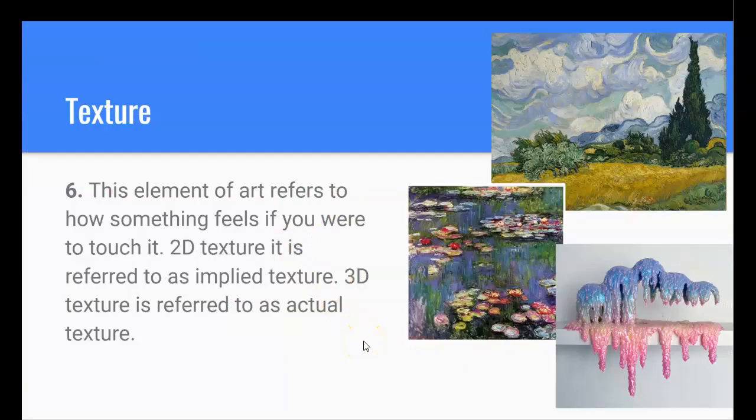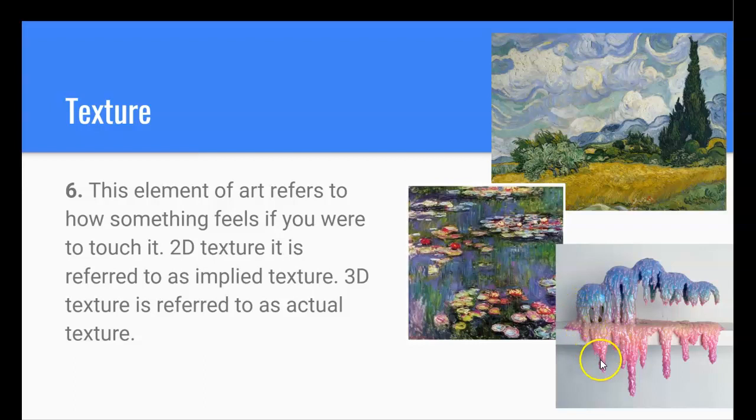You got texture. This is one of my favorites. This element of art refers to how something feels if you were to touch it. 2D texture is referred to as implied. 3D texture is referred to as actual. So if we were to look at these two pieces of art off to the side, these specific examples would be considered implied because there is that soft element of water and the softness from the grass and the trees and clouds, but we can't actually touch this piece and feel that. But it's implied by the way that the paint strokes were created.